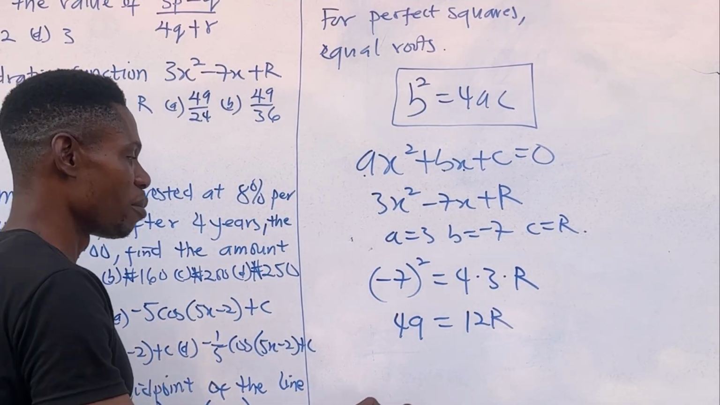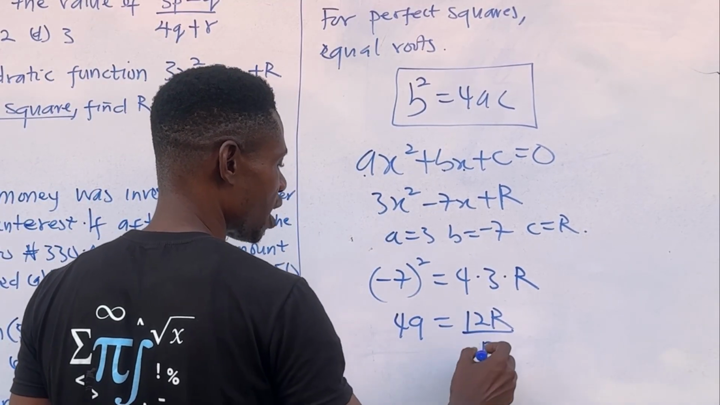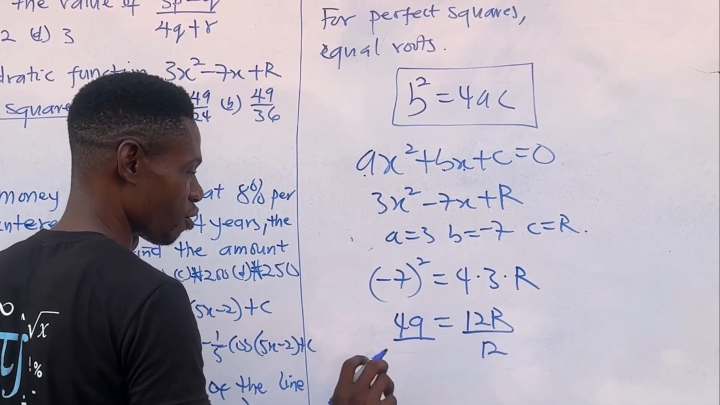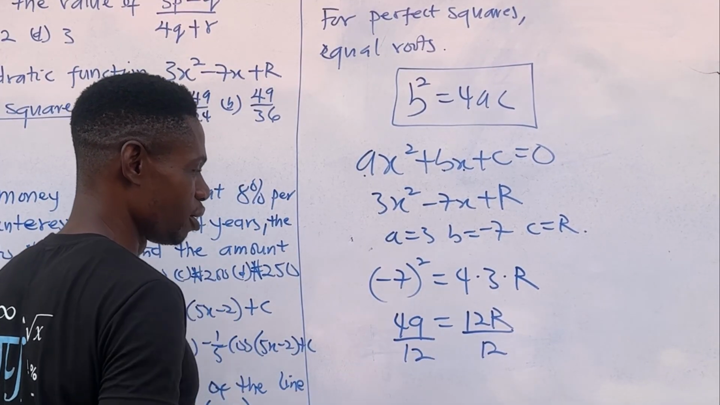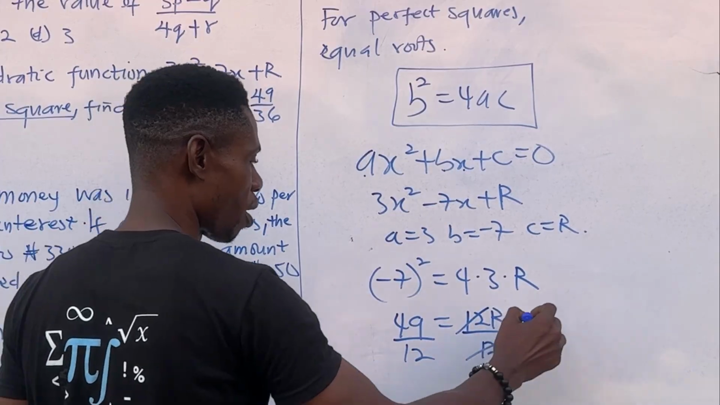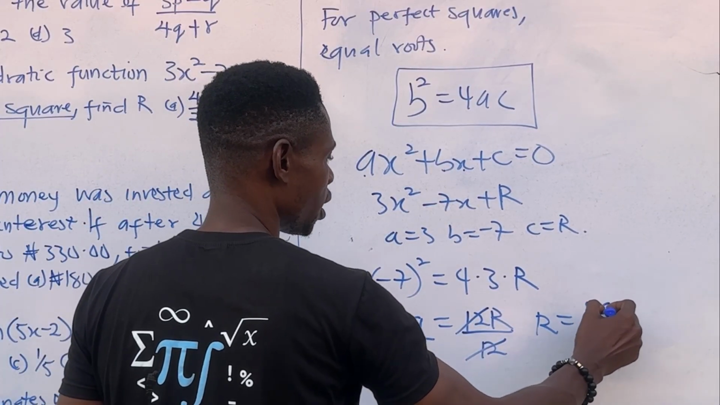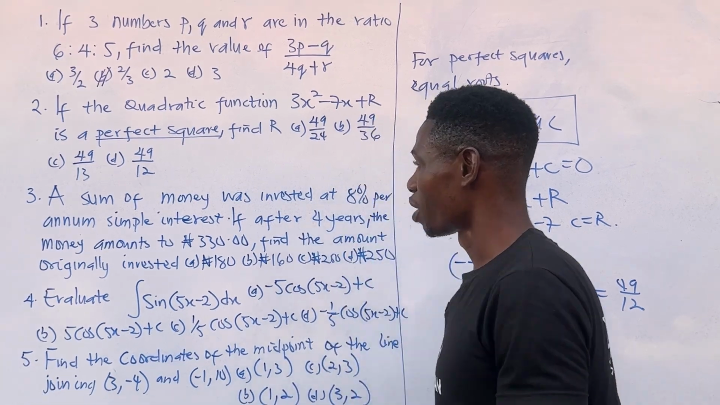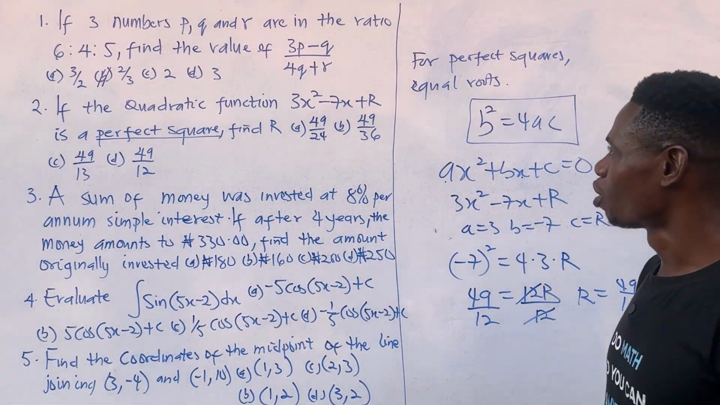So we can simply divide both sides by 12. I believe you've seen the answer already, exam mode, but for the sake of explanation, let's go. So 12 cancels 12, our R is 49 over 12. Okay, 49 over 12, that will be option D.